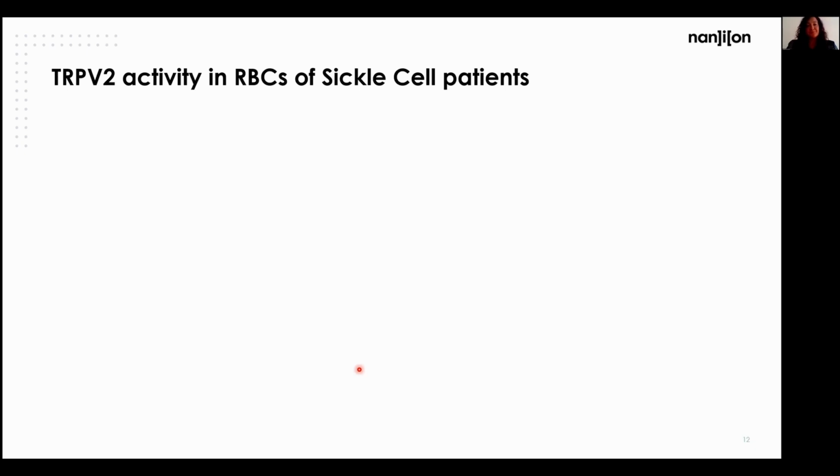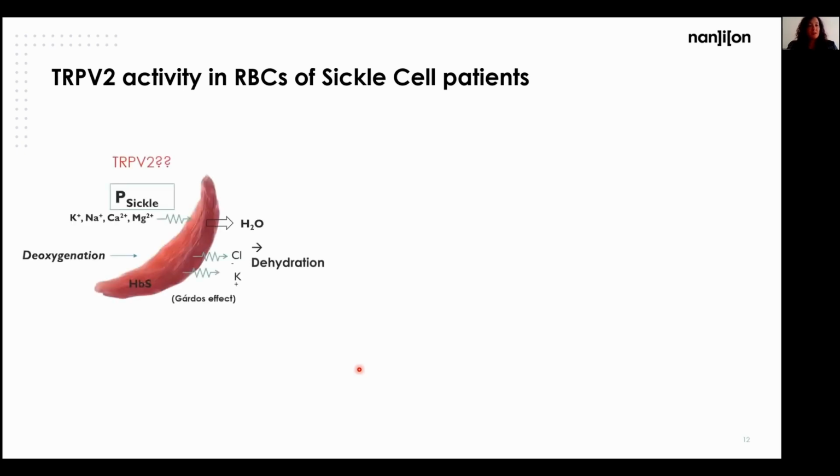Then we have the part regarding TRPV2 activity in red blood cells of sickle cell patients. First of all, I would like to explain why we decided to study TRPV2. Sickle cell anemia is a genetic blood disorder characterized by a mutation in the beta globin subunit of hemoglobin, resulting in hemoglobin S.